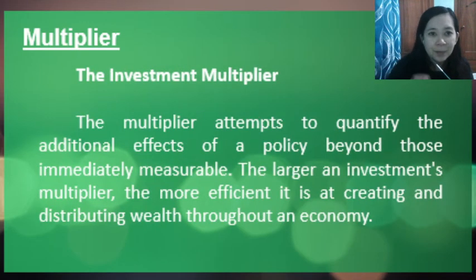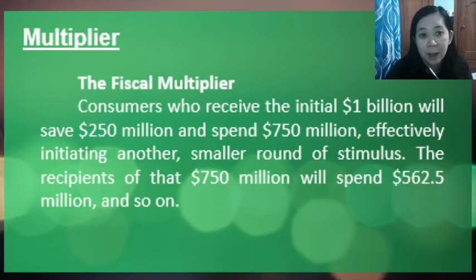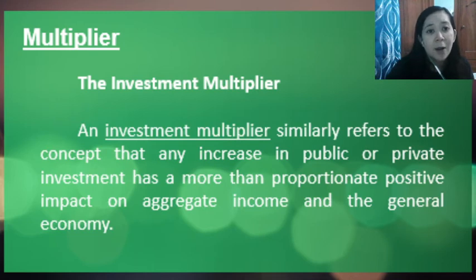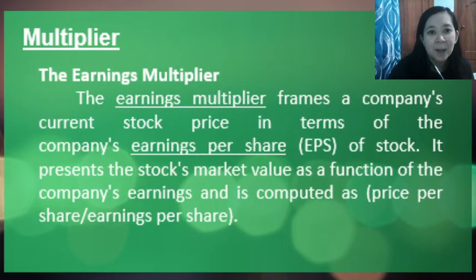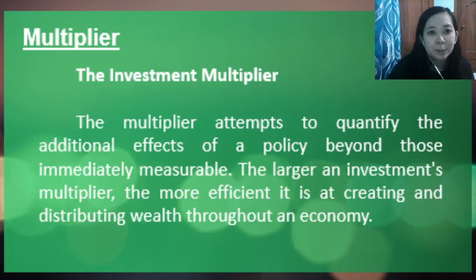Unlike the first multiplier we mentioned, the fiscal multiplier, under the investment multiplier we just quantify the additional effect of the policy. Again, the larger the investment multiplier becomes, the more efficient it is at creating and distributing wealth throughout the country. This is how the investment multiplier works.